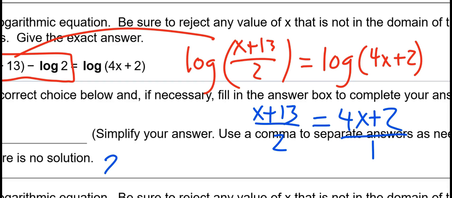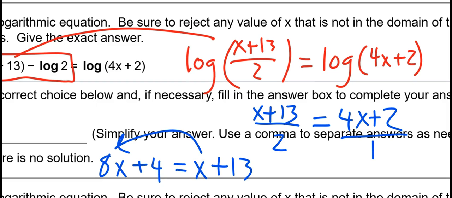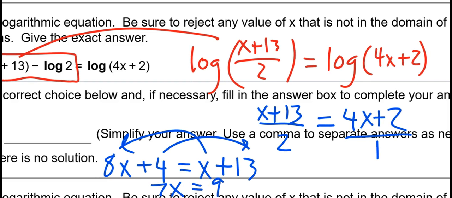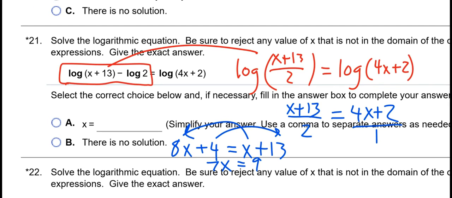So that would be 8x plus 4 equals x plus 13. We can push this over here, creating 7x, and we can push this over here, creating 9. What's my final answer going to be? 9 over 7. Okay, 9 over 7.